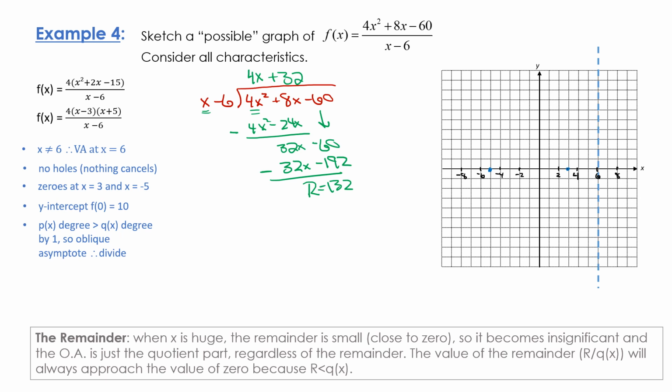So now we have to graph that. Let me just put y equals up at the top here. This is the equation of our oblique asymptote, y equals 4x plus 32. We have to graph that. Because of that 32, now I can see that I'm having big y values. So now I'm going to come up with a scale for my y-axis.